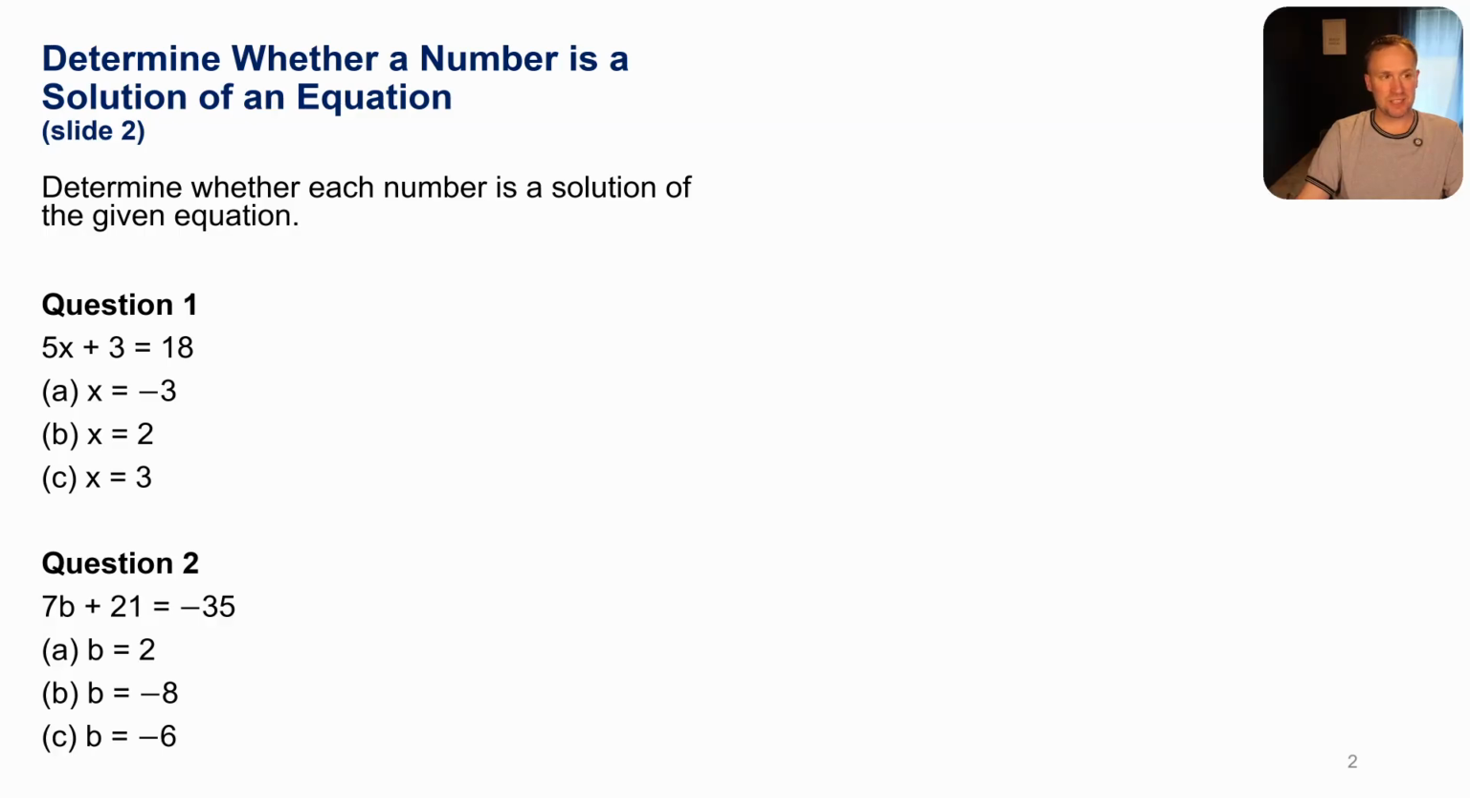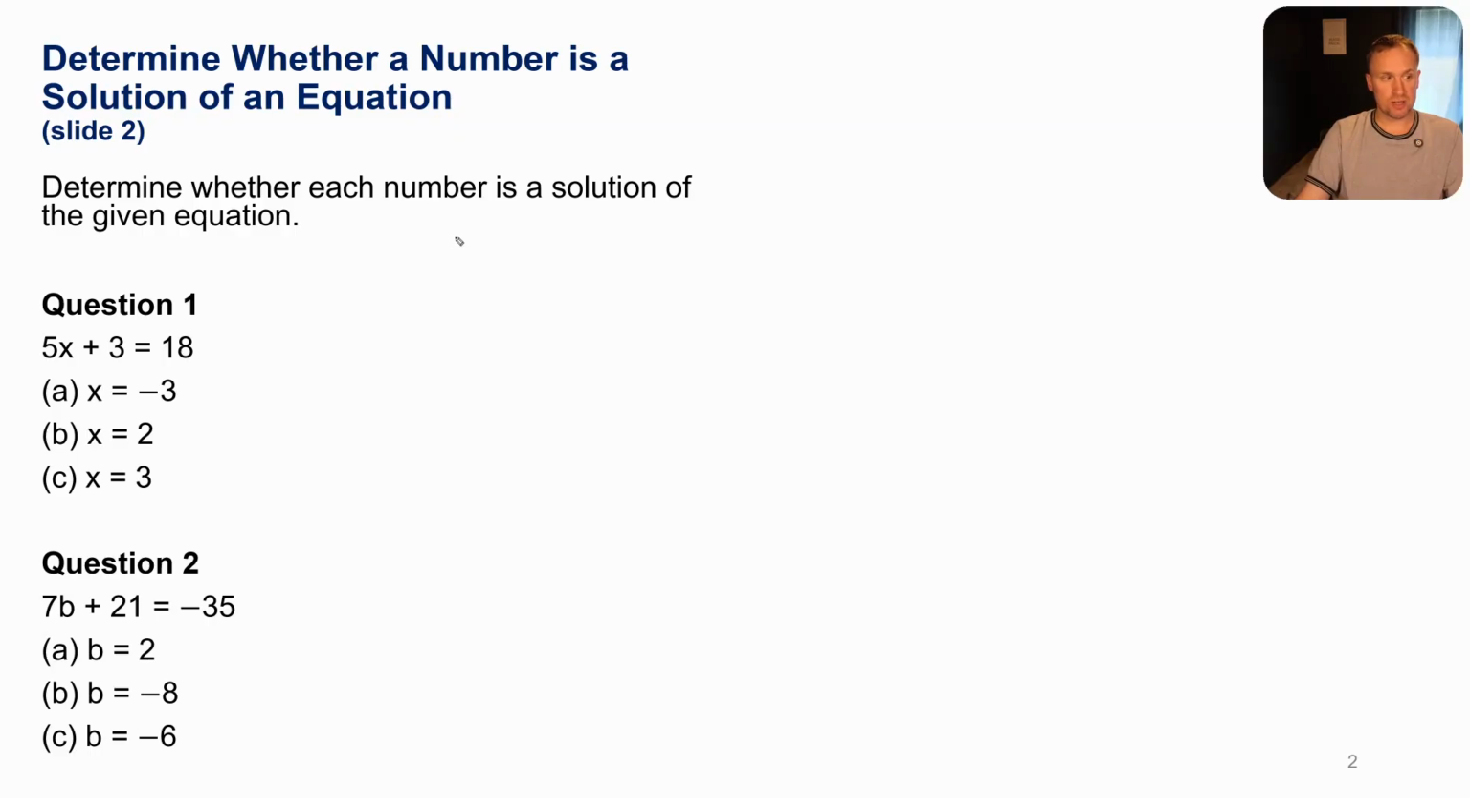All right, let's look at this initial learning objective, which is to determine whether a number is a solution of an equation. So what we're going to do is take each question here and substitute each of the variables into the equation. This is the skill we're learning with this particular objective. We will also learn how to solve equations, but in this case, we are simply substituting a number into the variable and confirming whether that satisfies the equation.